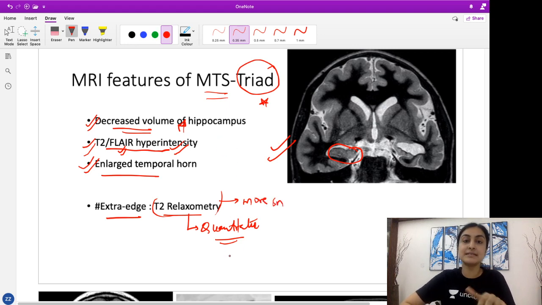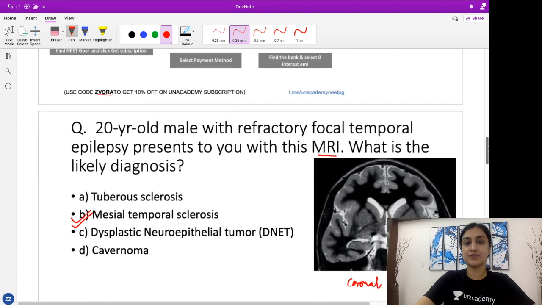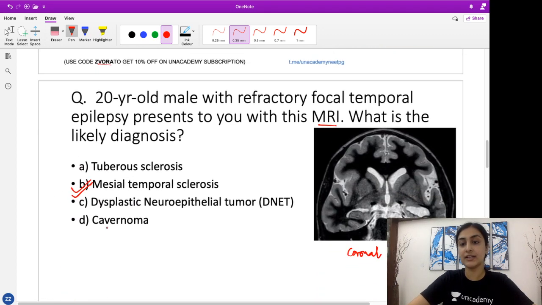I can pick up this disease much earlier with T2 relaxometry, where I measure the T2 relaxation, alright, where I measure the amount of T2 hyperintensity. So it's a quantitative, more reproducible technique and more sensitive as well. Alright, so just one extra edge feature for you. So I hope you have understood how to recognize MTS. Now let's talk about the different options that we had. So if we go back to the question, we had three other options.